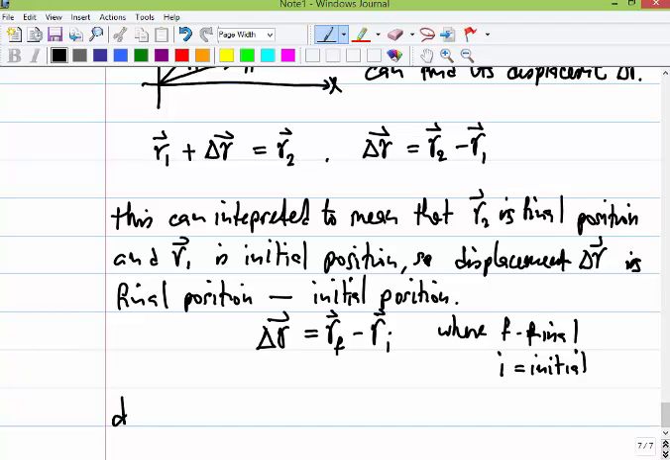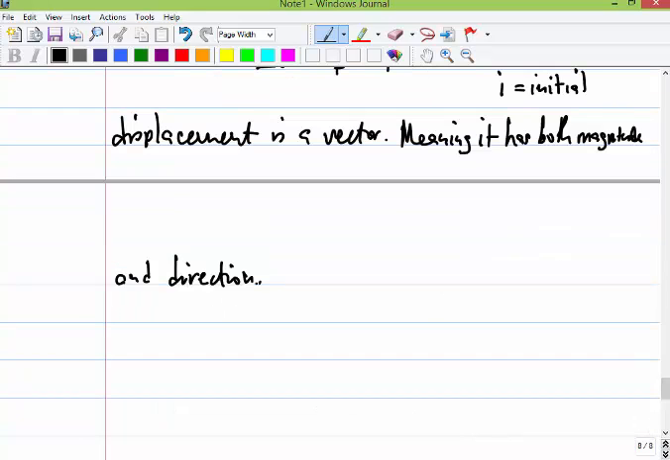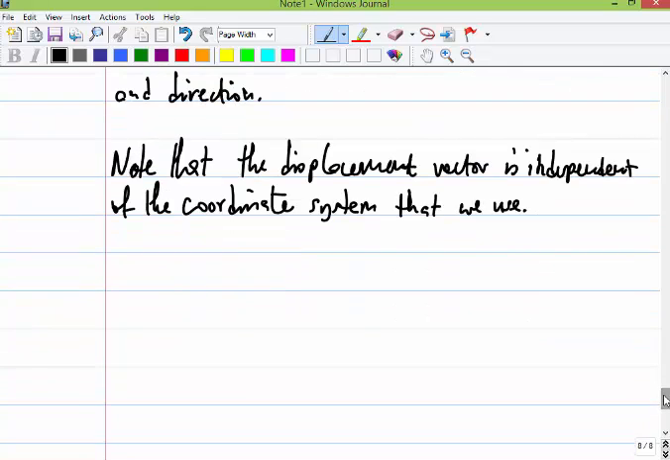Displacement is a vector quantity, as we can see. This means it has both magnitude and direction. We will discuss more about what vectors mean and what magnitude and direction mean. But for now, we need to just remember that displacement is the final position minus the initial position. And using the position vector notation means that the displacement vector is independent of the coordinate system that we use. So let me put that as a note. That's an important point to remember, that the displacement is independent of the coordinate system. Now that we know what displacement is, we can look next at velocity.